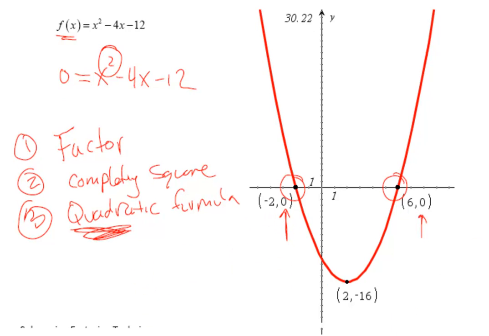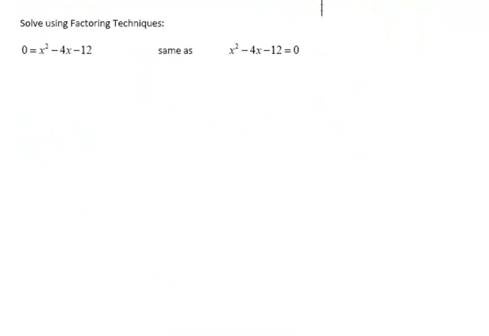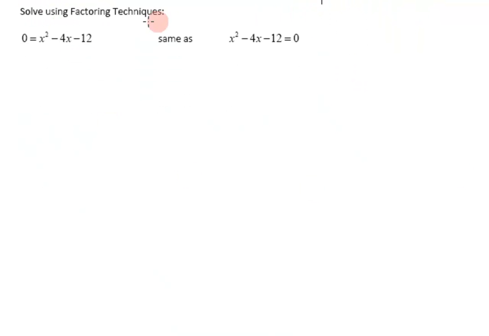So let's look at an example here. I changed it to 0, right? Solve using a factor technique. So that's the same as this equation. So if it said solve this equation, it's just an equation, find the two answers and make this equal to 0. Let's do that by factoring.